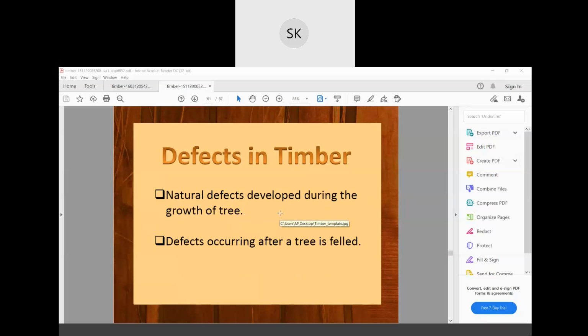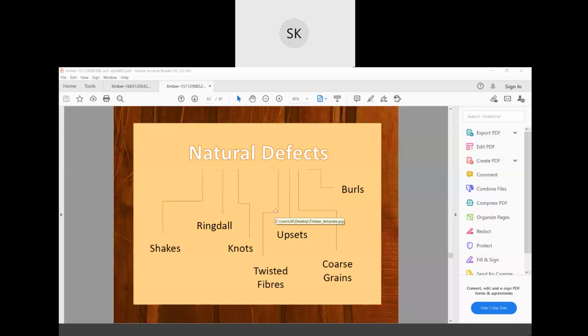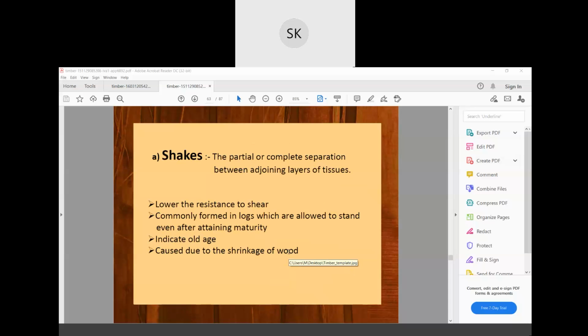Defects in timber. There are some natural defects which develop during the growth of a tree, and some defects occurring after a tree is felled. Natural defects when it starts growing, and some defects after it is felled. So these are the natural defects: shakes, ring galls, knots, twisted fibers, upsets, burls, and porous grain. We'll discuss these one by one.